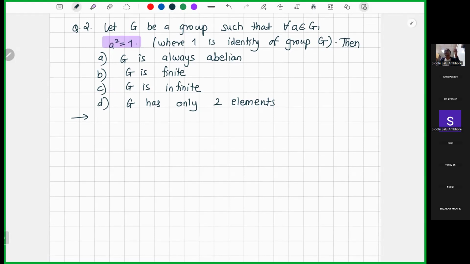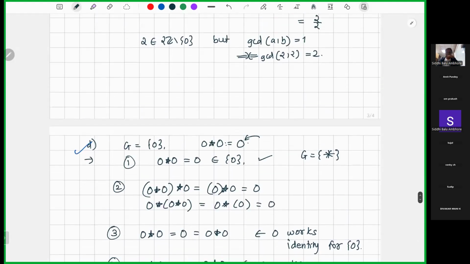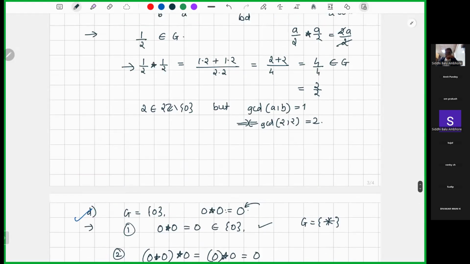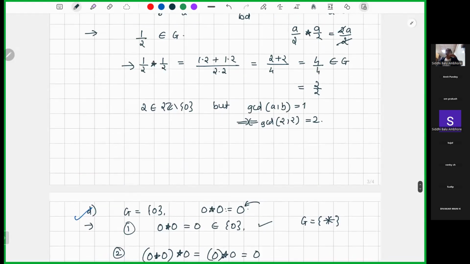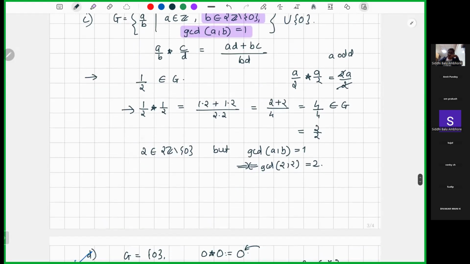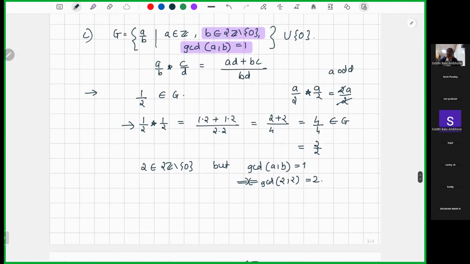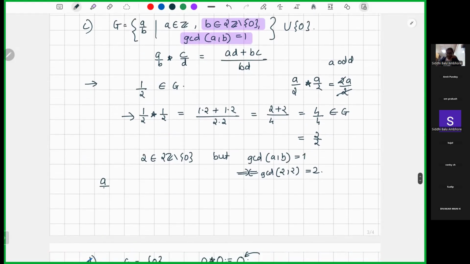Excuse me, ma'am. In the previous question, you have been saying that C is not closed. Can you explain it again? How is it not closed? So when I am writing A by B here, I want this to be of the form something over 2C, where C is a non-zero integer. And GCD of A comma 2C, I want it to be 1.